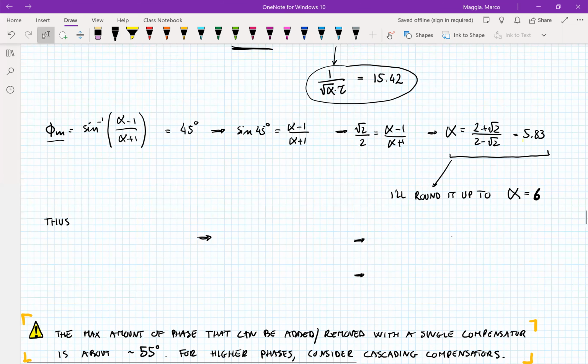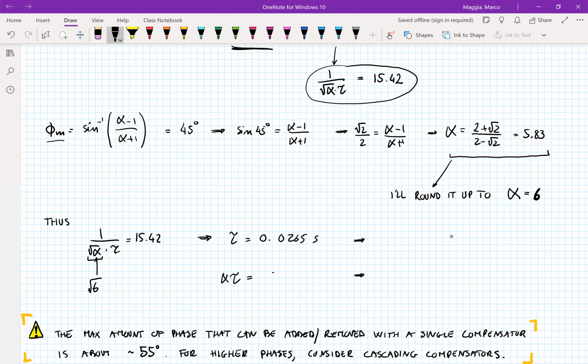So now that we know alpha, we can use 1 over square root of alpha times tau equals 15.42 to find that tau. And now, of course, here we are substituting 6, or square root of 6. So tau is 0.0265 seconds, and alpha times tau is 0.1589 seconds.